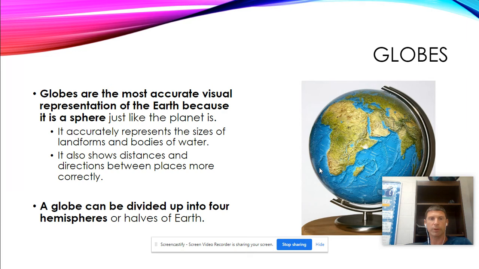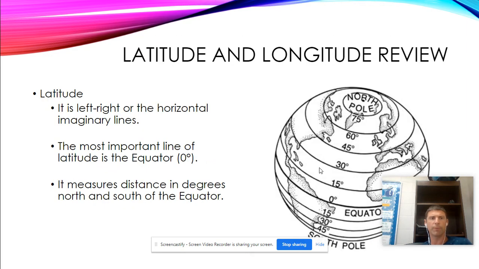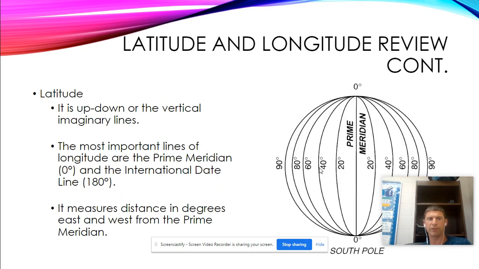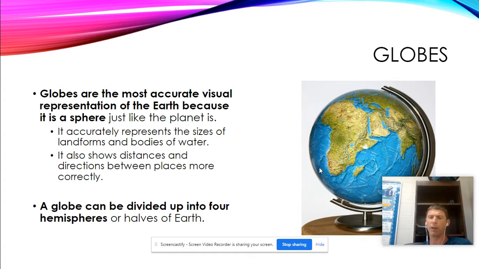I think I'm going backwards there. Sorry. That's right. Again, so latitude and longitude, we've already kind of talked about those things. A lot of this section of the chapter deals with globes. Globes are important. They're useful.